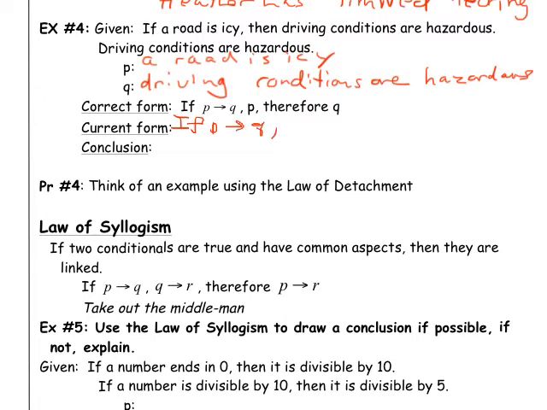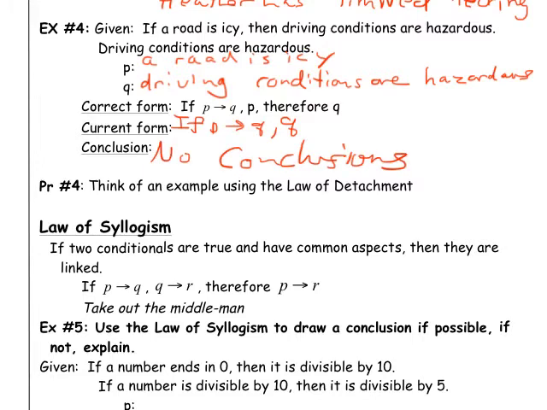Good. But then they just say driving conditions are hazardous, right? Well, that's not part of my P. That's part of my Q. So I would say I have a Q. Well, that does not follow the same pattern as above, right? I need to have a P right here, not a Q. So I can't conclude anything else. So a conclusion? No conclusion. I can't conclude anything. And if you think about it, that makes sense, right?